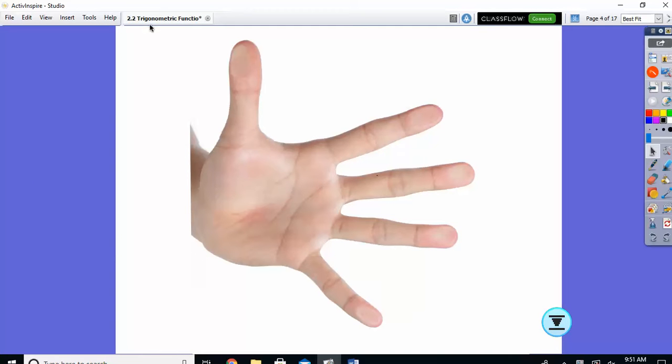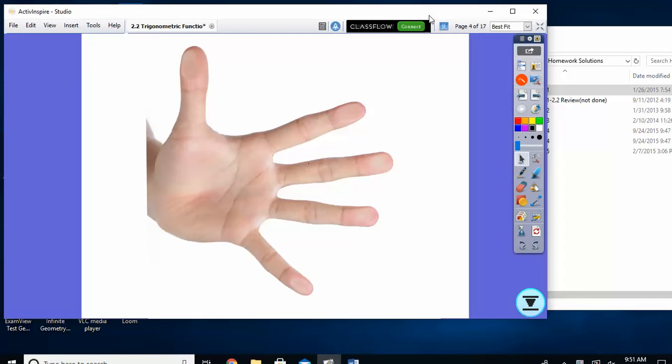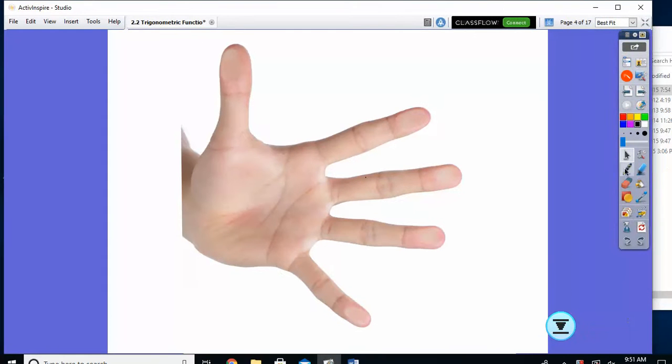So when we did the hand trick, what did the angles represent? Or what did our fingers represent, our angles, which were what? Zero. And those ones on our table.